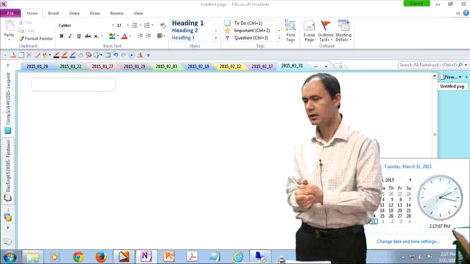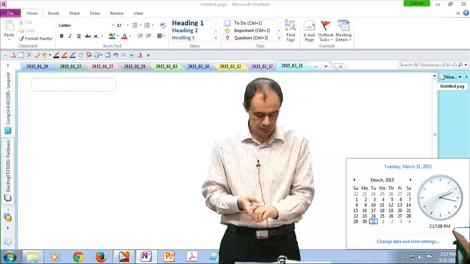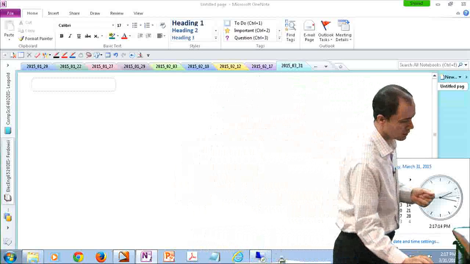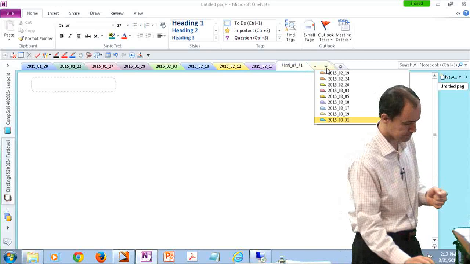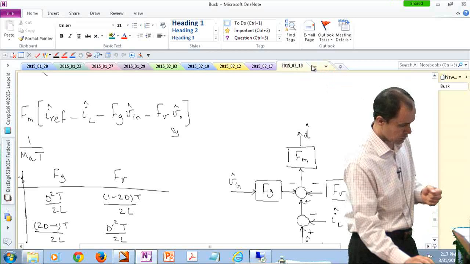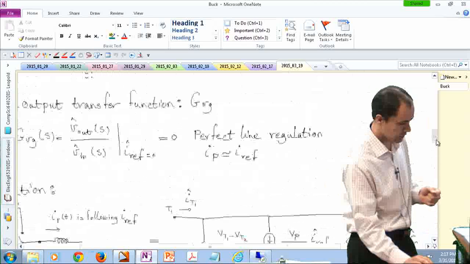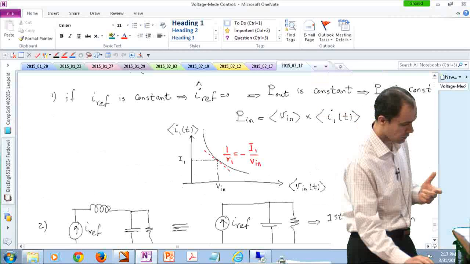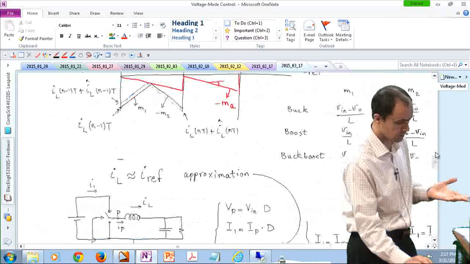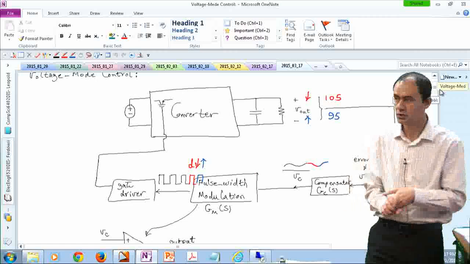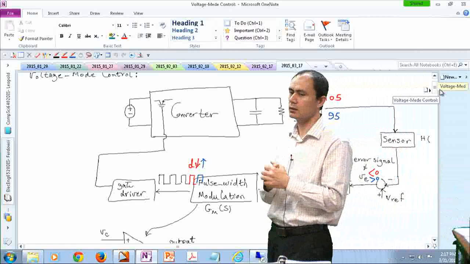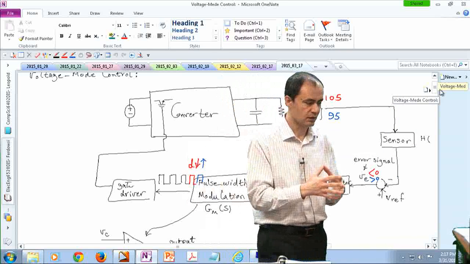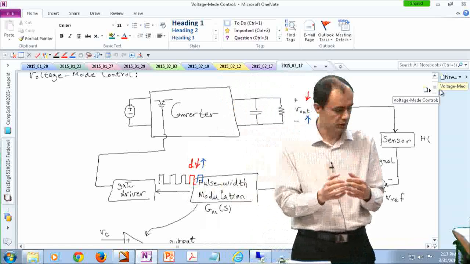So before the spring break, we concluded, and we are going to actually finish it today, the discussion on current mode control. The idea behind current mode control is to measure the current of the inductor. All of our converters have at least one inductor, so we measure that current, and include that in our decision-making process in terms of determining what the right value for the duty cycle should be.